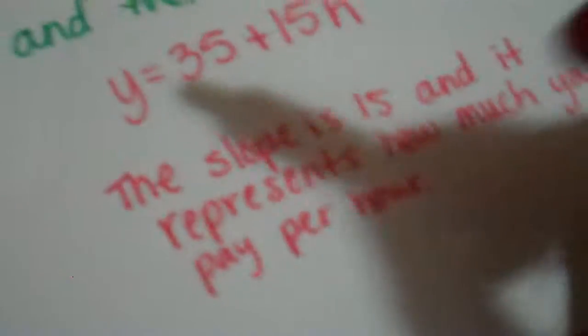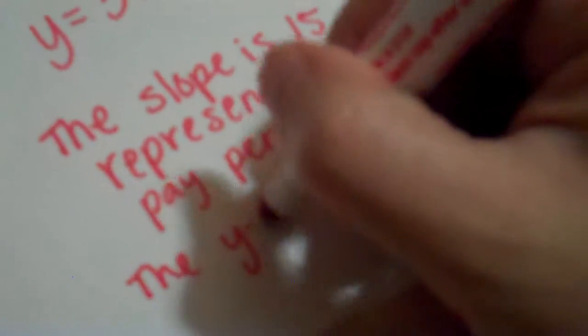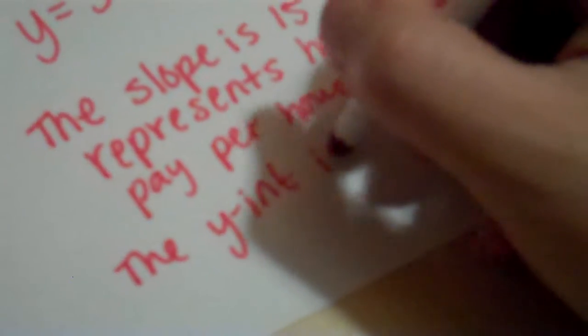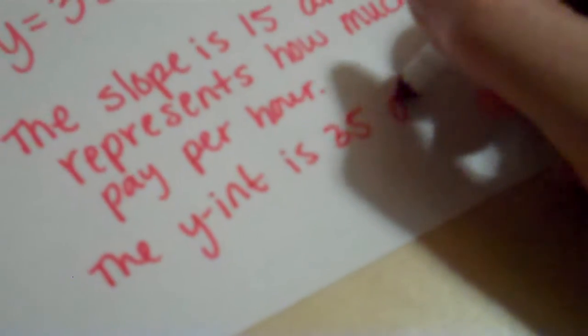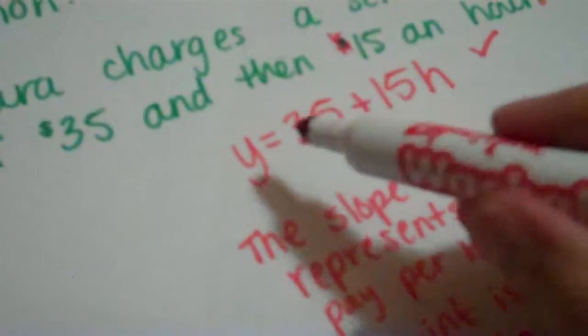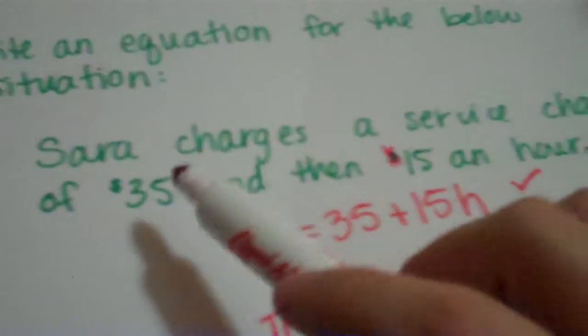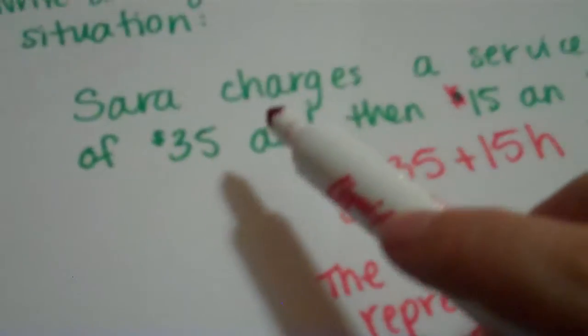Okay, and then the y-intercept here is 35. So I'm going to put the y-intercept. You can go ahead and put it if you want to. Is 35. And it represents. Now, a lot of times, the meaning of your y-intercept can be found in the sentence. So it says, she charges a service charge of $35. So that $35 represents the service charge. Because that's what it told me. So it represents the service charge.